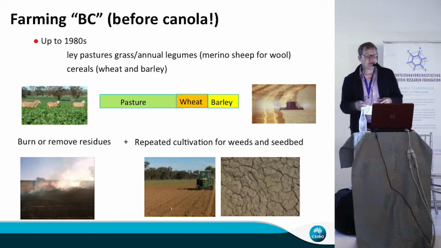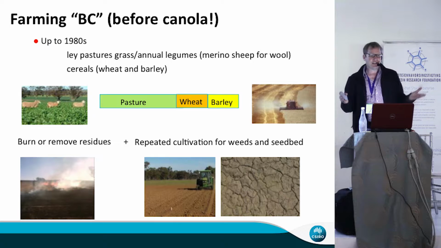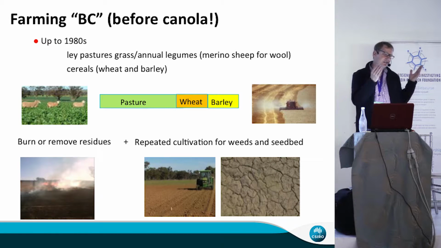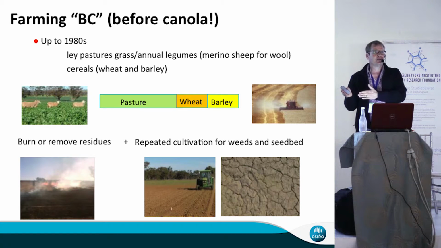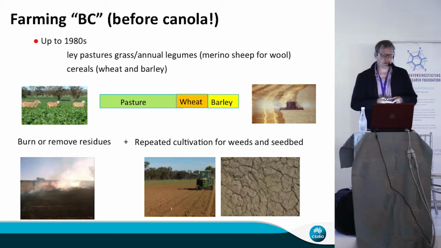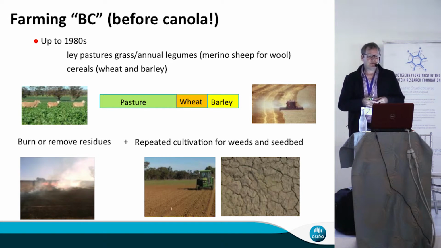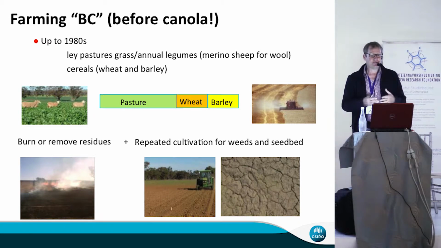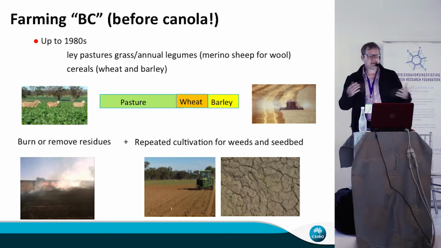Farming BC, or before canola, as I say, up to the 1980s we really had clover pasture, grassy clover pastures, rotated with cereals. So the sheep for wool and cereals, and that was our system for well over 40 or 50 years. We burnt to deal with residues and cultivated for weed control.